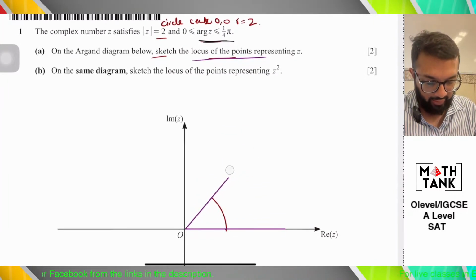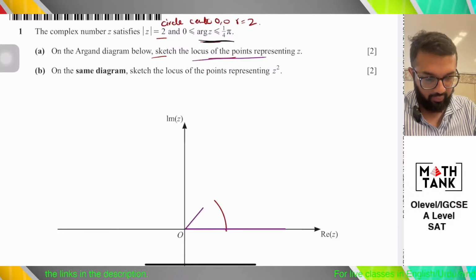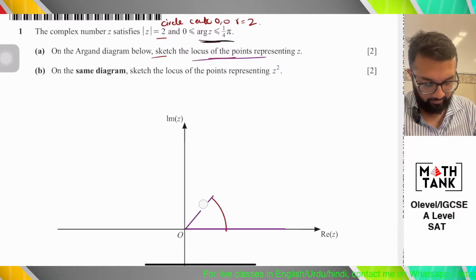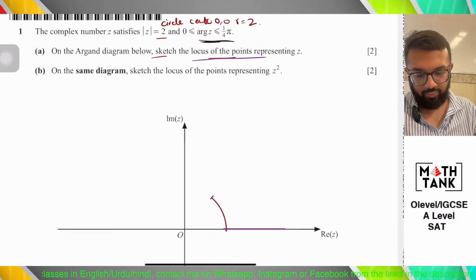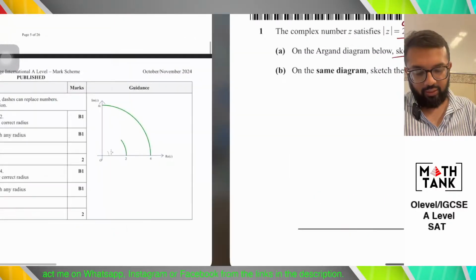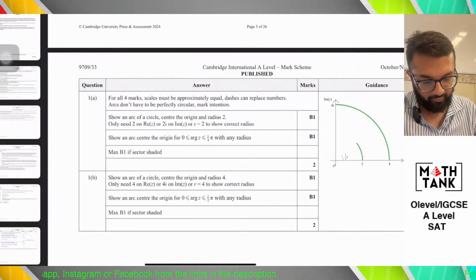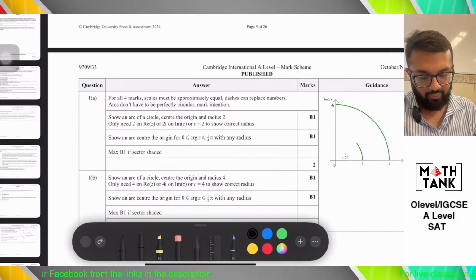So technically this line should also be erased then. Okay, so that is the complete solution to this. Let's see part 1. Okay, so that's part 1.